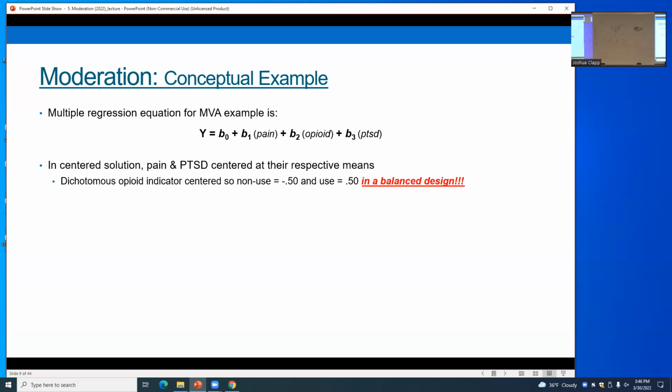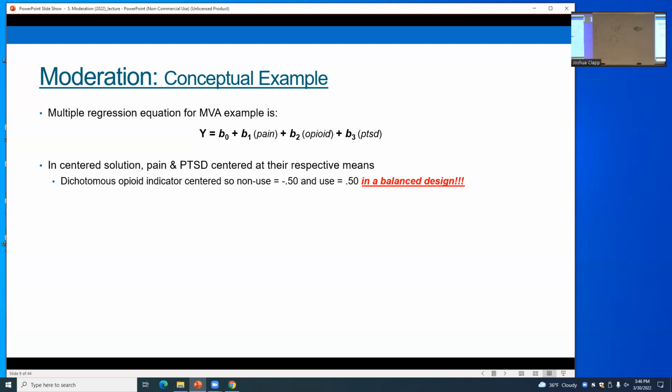What we're going to do here, though, is go through and center, right? In our centered solution, we're going to center PTSD and pain at their respective means. So I'm going to run my descriptives, find the mean of PTSD, find the mean of pain, and create a new centered variable. It's just whatever the PTSD score is minus the mean for the sample, whatever the pain score is minus the mean of the sample, and I've got it all set up, right?